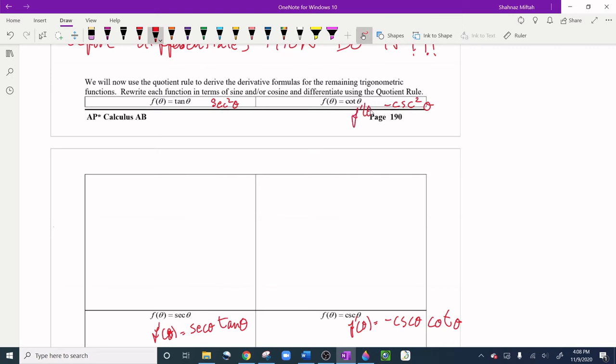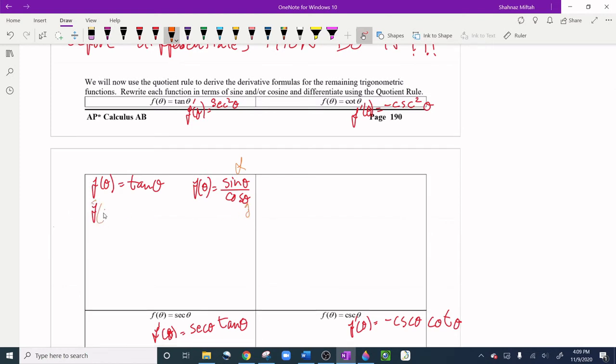So f prime theta is that one. So memorize all of this, but this is the one I'm going to show you how we get: f prime theta equals secant squared theta. If I'm taking a derivative of tangent theta, I have to make sure that I use the identity, which is sine theta over cosine theta. Now it's a quotient rule. According to the quotient rule, that's my f and that's my g.